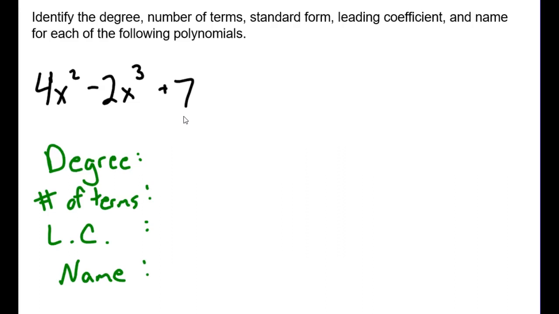Standard form is going from highest degree to lowest degree. So our highest degree term is negative 2x cubed, so we need to write that first. Negative 2x cubed. The next highest degree is the x squared, so we have plus 4x squared plus 7 at the end. Going from highest degree to lowest degree, degree referring to the exponents, this is written in standard form.